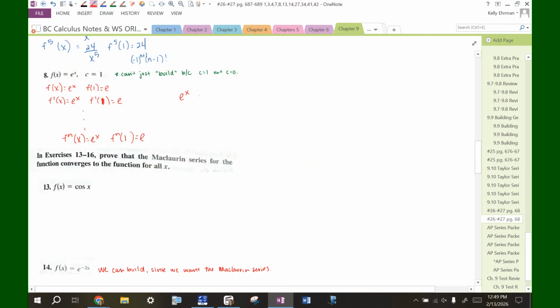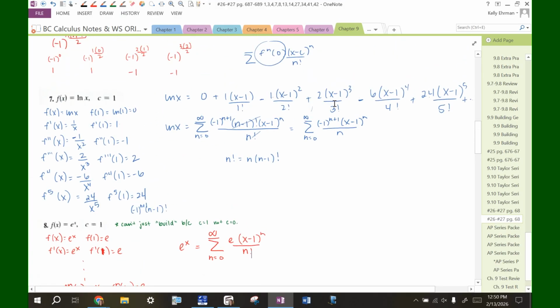So e to the x, I don't think I'm going to do terms on this one. It starts at n equals 0 to infinity. There's always an e right here. And then the center would be x minus 1 to the n, and it would still be over n factorial. So remember, when you're doing all these derivatives and you're trying to come up with a pattern, that just takes care of the f sub n of c. I shouldn't have said 0 there. F sub n of c, part of the formula, but you always have this term here.